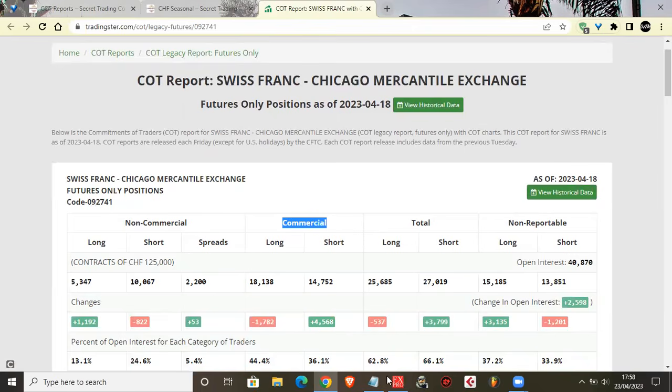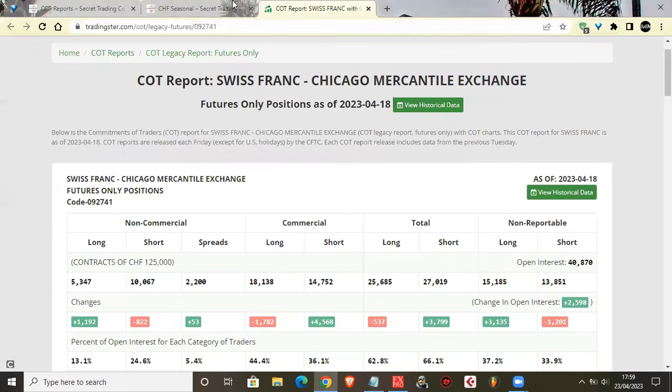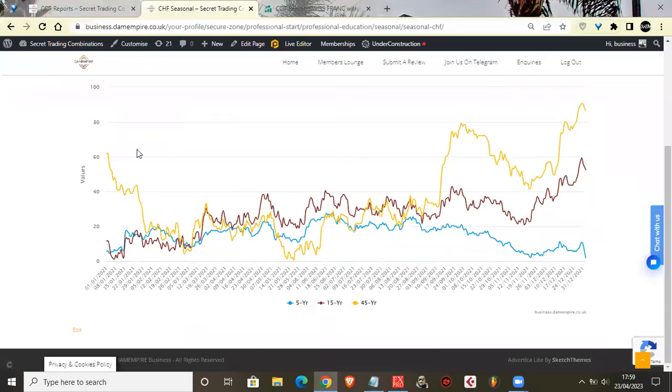So what we can see right here is if we go on Notepad, we write COT, CHF, and short. And then let's check seasonality. So the next thing is we check seasonality for when this short is most likely going to be. Now, we are the 23rd, right? So 23rd right here. Now, this doesn't look like short.